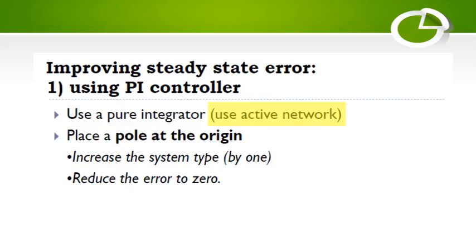First, let us look at the PI controller. Using the PI controller, we use a pure integrator, meaning that we need to use active components such as an op-amp to build the compensator. So using this controller, we are actually placing a pole at the origin. By doing this, we increase the system type by 1, and thus the error is reduced to 0. I will explain further in the next slide.